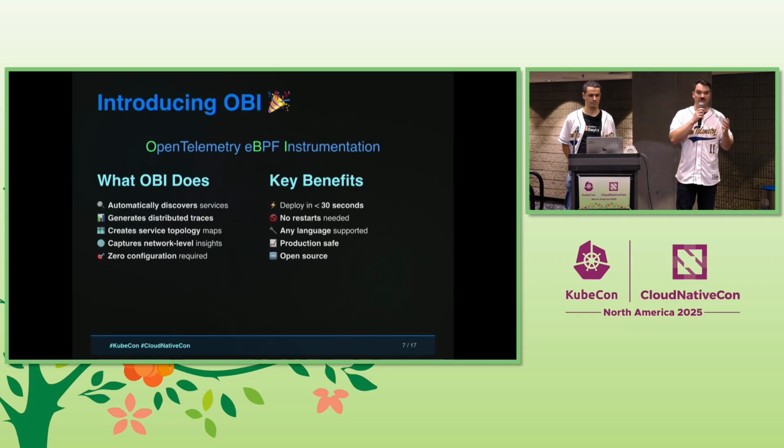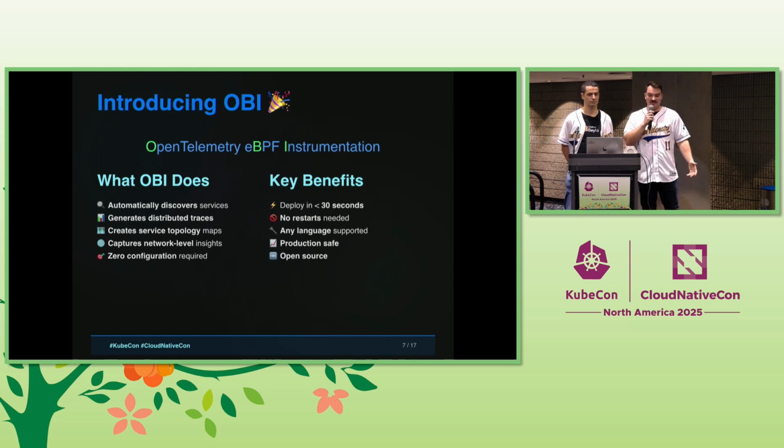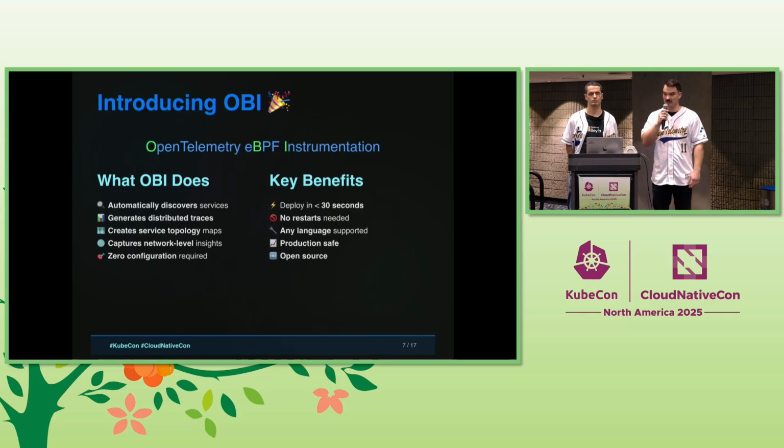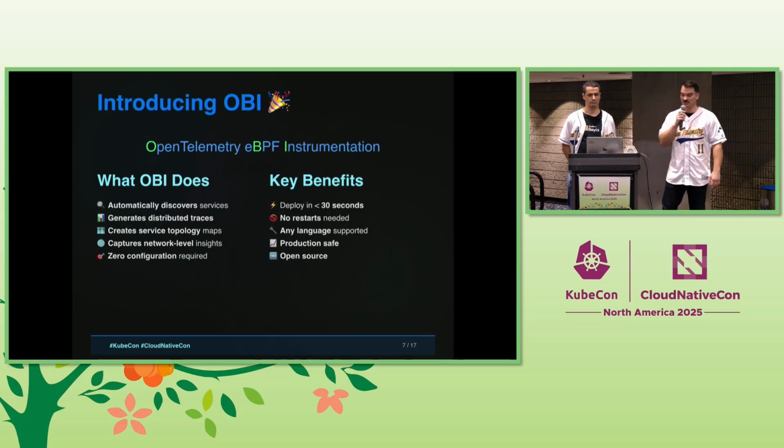So, okay, now we have these two utilities and these two tools. With that, we want to talk to you about what we're calling OBI. OBI we're introducing here today is OpenTelemetry BPF or eBPF instrumentation. This is a new project that was just recently donated to the OpenTelemetry space. And what it is doing is it automatically discovers all of your services using these eBPF technologies. It generates distributed traces using this OpenTelemetry standard, so you have all of this backing across the entire industry. From this, you're able to create service topology maps and do amazing network level insights and investigations. All of this with zero configuration. This is leveraging that eBPF technology here.